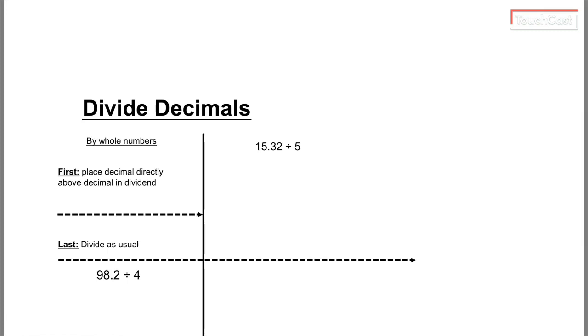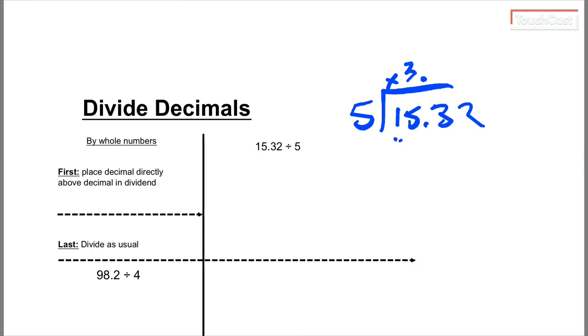The first thing we need to do, set up our long division problem like so. Then we will bring the decimal straight up directly above the decimal in the problem. And now, because we don't have any decimals outside of our division sign, we can divide as usual. So 5 does not go into 1, 5 does go into 15 3 times. 5 times 3 is 15, we subtract, we get 0, but we still have some more numbers, so we have to bring down the 3.